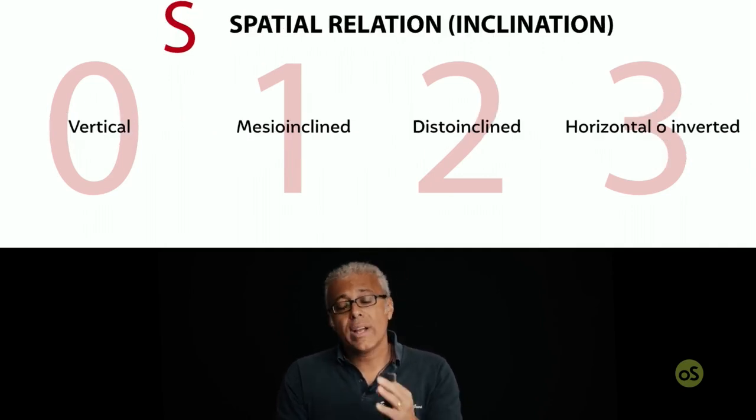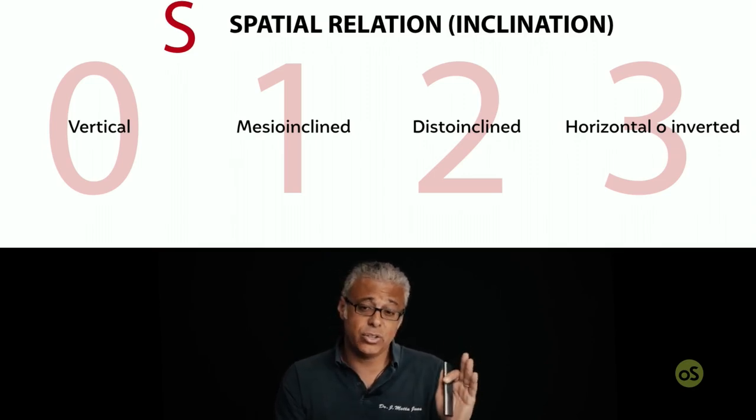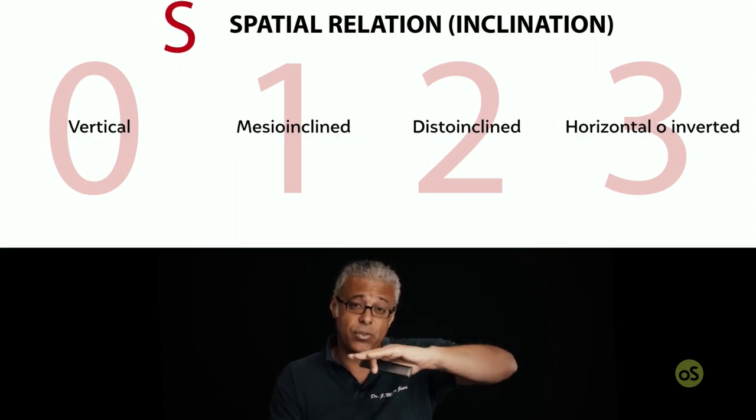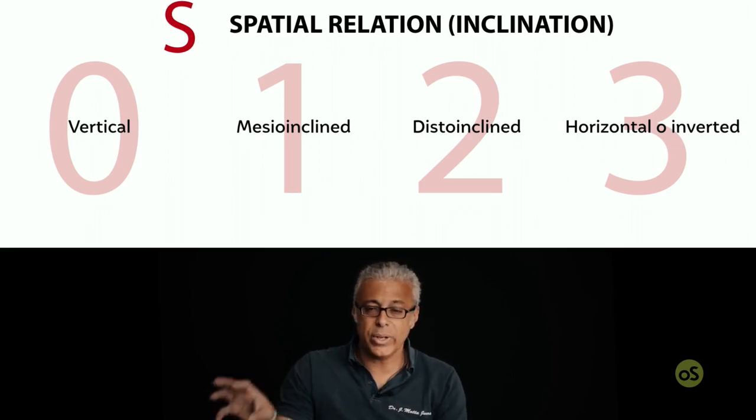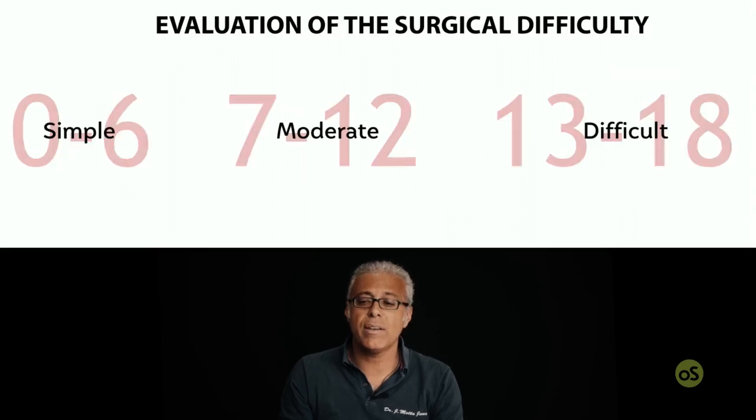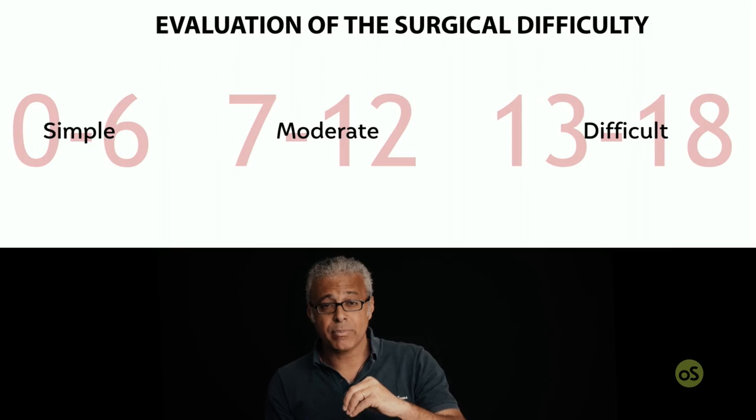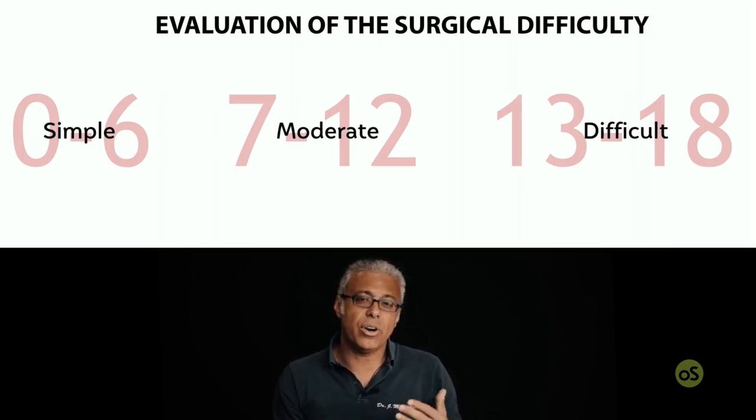And last of all, we're going to look at the spatial relationship, so the inclination of the tooth, where 0 is vertical, 1 is meso-inclined, 2 is disto-inclined, and 3 is either horizontal or inverted. Once we sum up the points we gave to these parameters, we're going to have some numbers, and this is the risk assessment in time, duration of the surgery, and also to see if our experience and our skills are enough to challenge this kind of surgery.